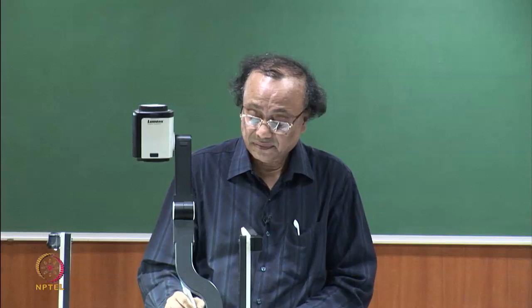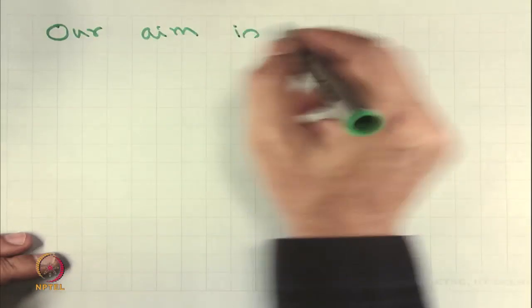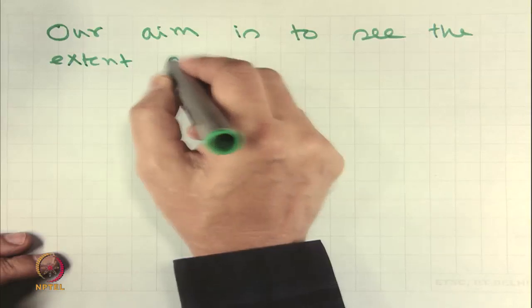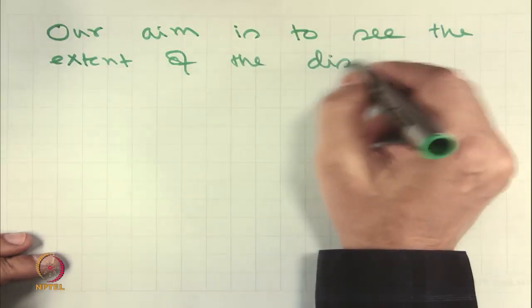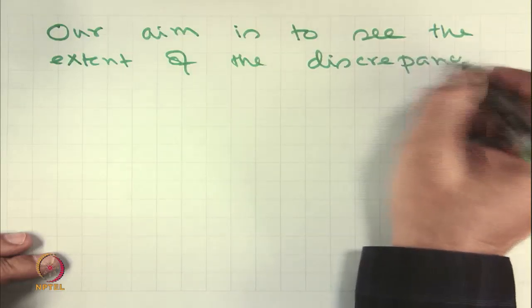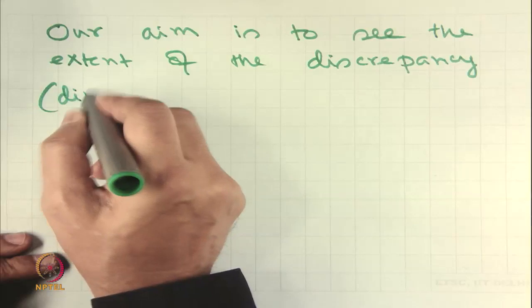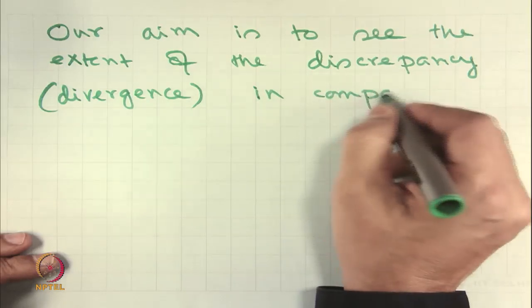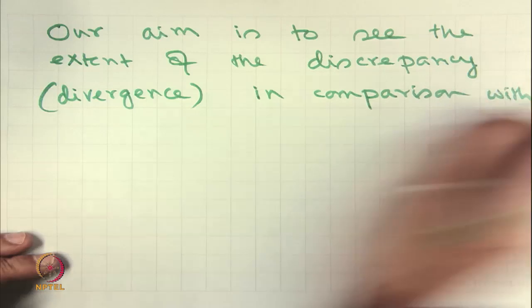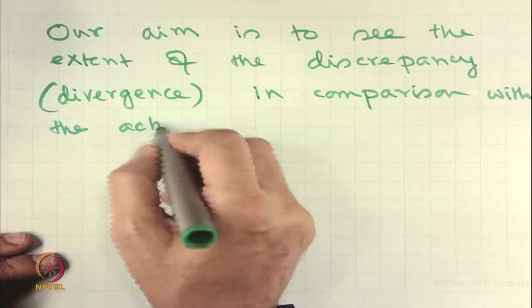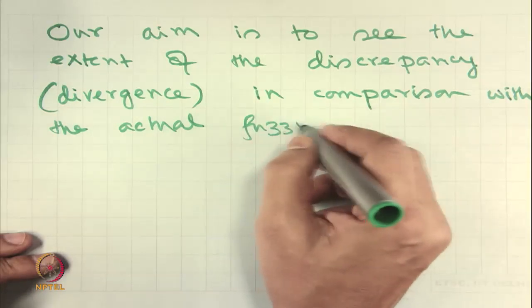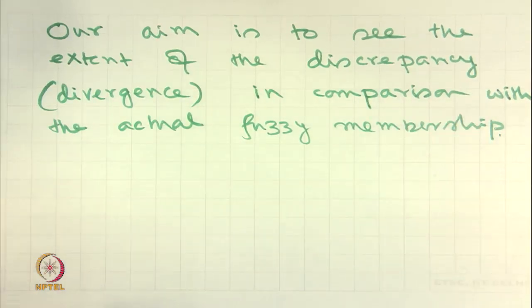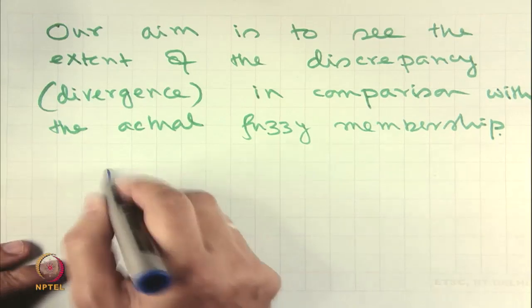Our aim is to see the extent of the discrepancy, which we often call divergence, in comparison with the actual fuzzy membership. Question is, how to do that?